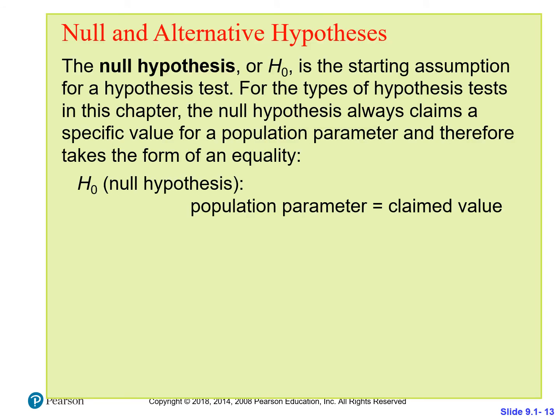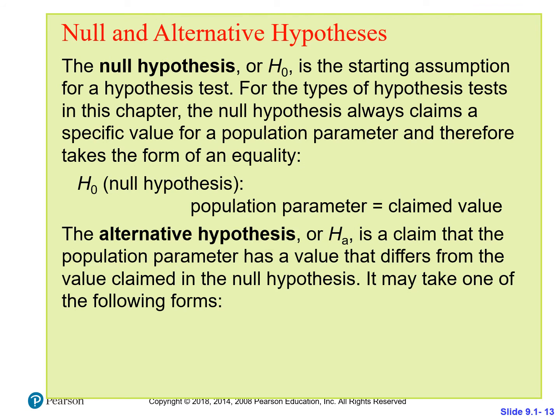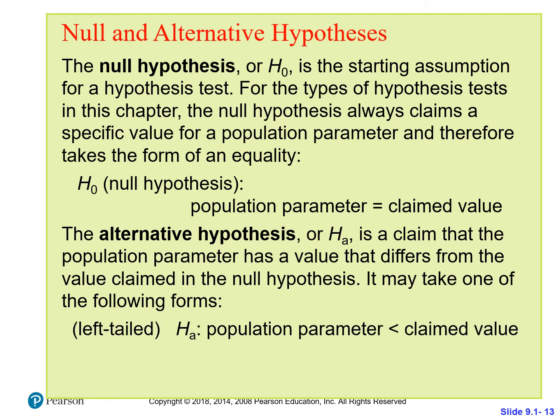Okay. All right, so the null hypothesis, or H naught, is the starting assumption for a hypothesis test. For the types of hypothesis tests in this chapter, the null hypothesis is always a specific value. In other words, it's always equal to a claimed value. The alternative hypothesis, or H sub A, is a claim that the population parameter has a different value from the value in the null hypothesis, whether that be greater than, less than, or not equal to.